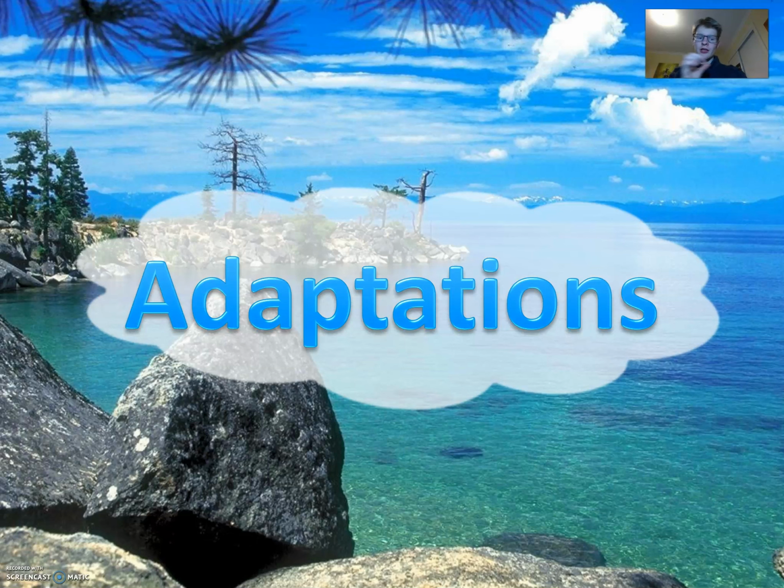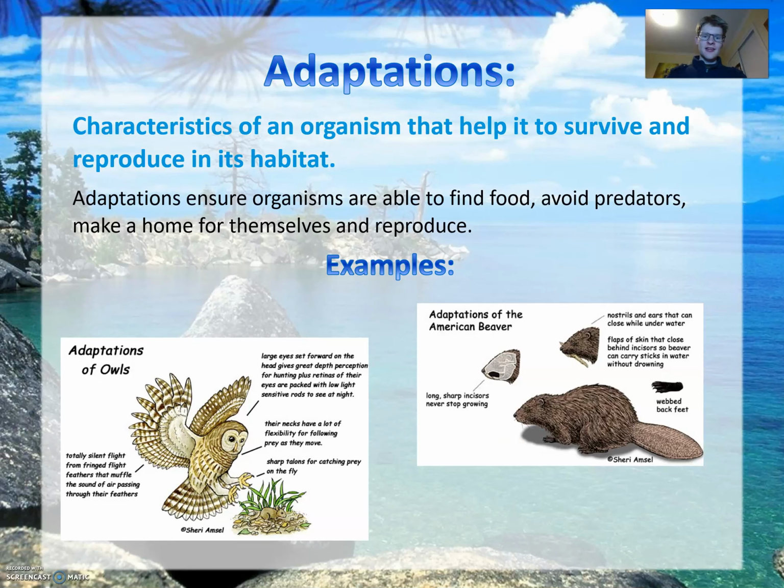Now, here's a really important term that people really get confused a lot. What is an adaptation? An adaptation doesn't refer to where an organism lives, but it's crucial to understand what adaptations are to understand why organisms will live in certain places. An adaptation is just a characteristic of an organism that helps it to survive and reproduce in its habitat. Basically, just any characteristic of an organism is what an adaptation is.